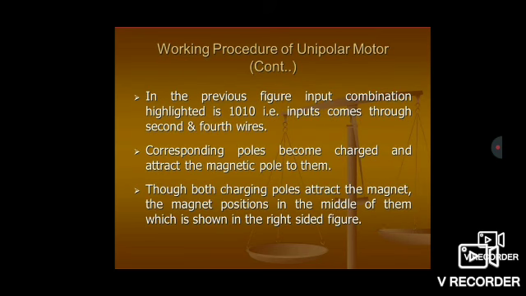If the input is 1010, that is, the input comes through the second and fourth wire, the corresponding poles become charged and attract the magnetic pole to them. Both charged poles attract the magnet to the middle of them, which is shown on the right side of the figure.